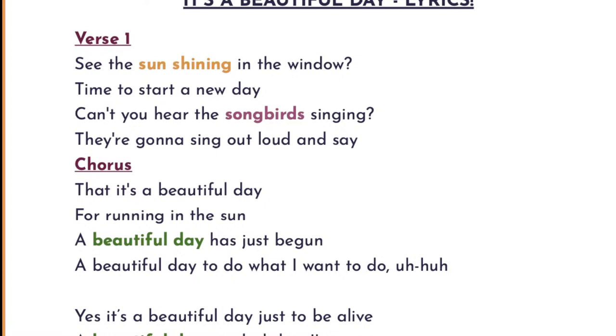Okay, this is the key. See the sun shining in the window. That's our key, okay? So let's start.